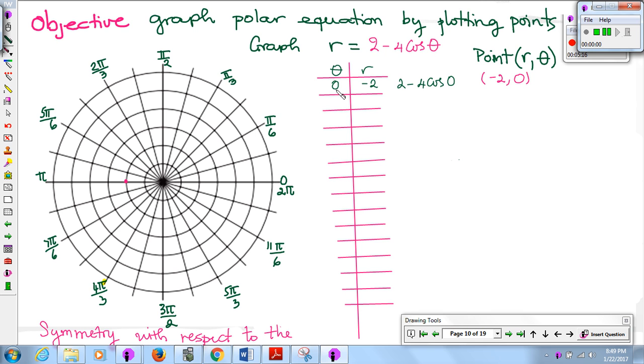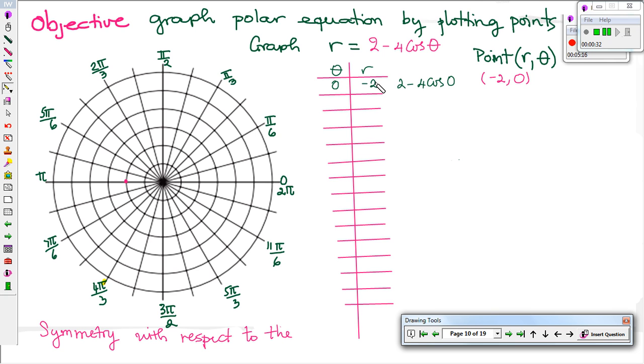Let's substitute theta with 0 radians. So we will end up with 2 minus 4 times cosine 0, and that will give us negative 2. So we have the point negative 2, 0. Now every time that we have a negative directed distance, when we plot the point it cannot stay on the terminal side. It has to be on the opposite. So therefore we have to plot the point on the pi, not at 0.